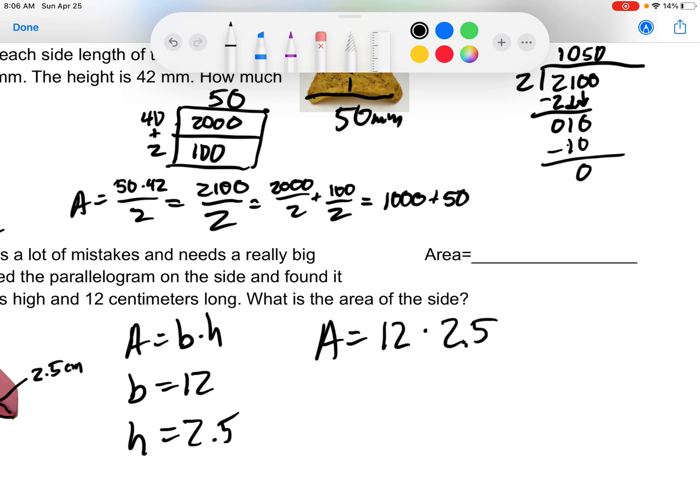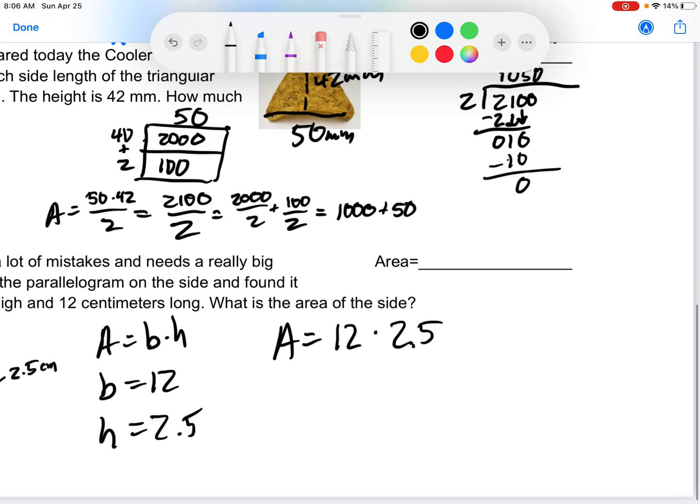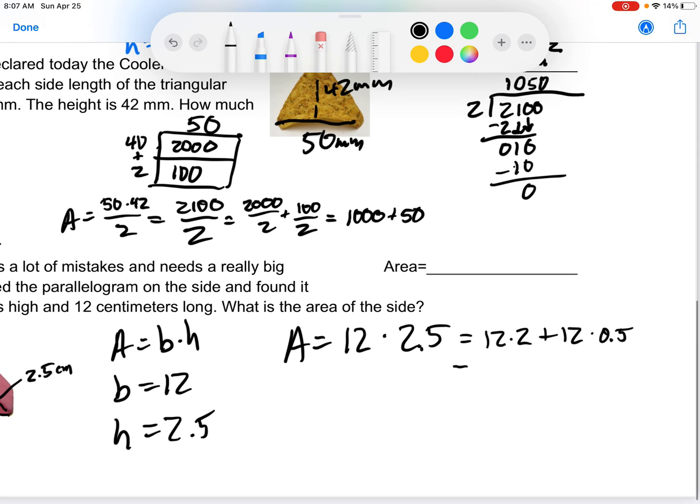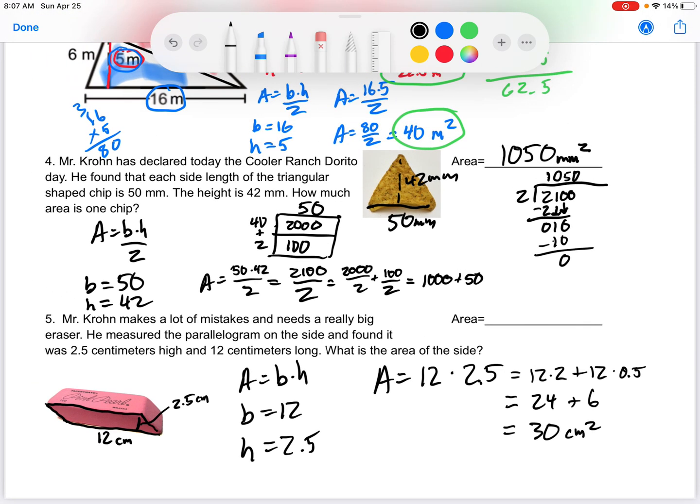Now, just to again show things differently, I will do it on the side. We can rewrite this as 12 times 2 plus 12 times 0.5, or half. Notice how I broke the 2.5 up. So that 12 times 2 is 24, plus what is a half of 12? That's 6, for a grand total of 30 square centimeters, right? Now that's a totally different way of breaking up that 2.5.